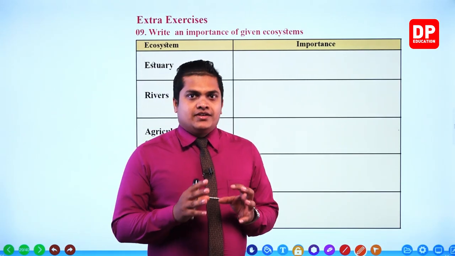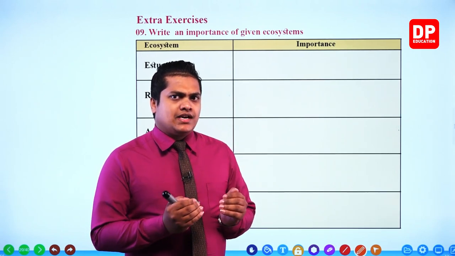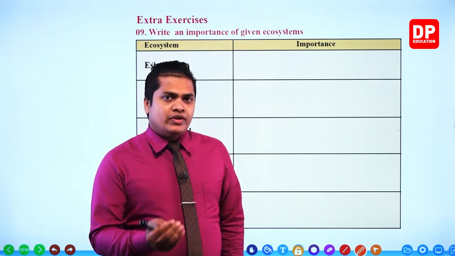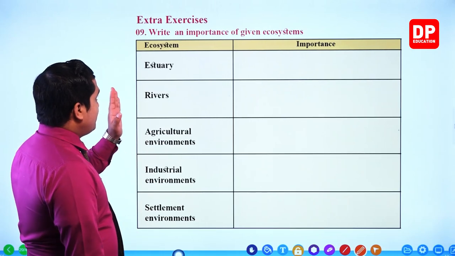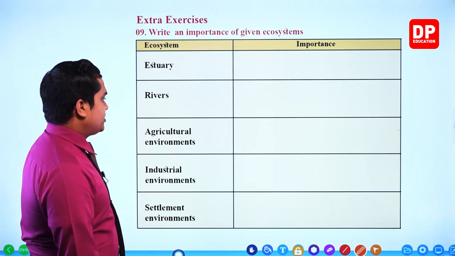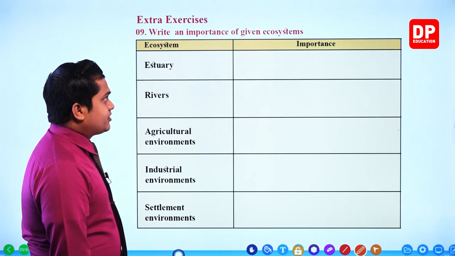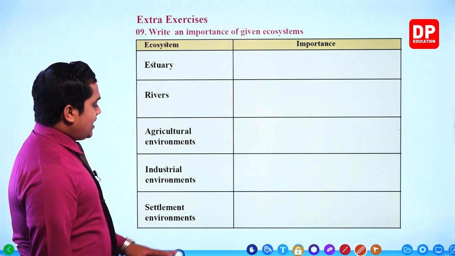So, my dear children, in the earlier chapter, we discussed several essay type questions regarding the biodiversity lesson. This is the continuation of those essay type questions. We'll be starting from question number 9 onwards, and we'll continue to do the questions. In question number 9, you are given a certain table.